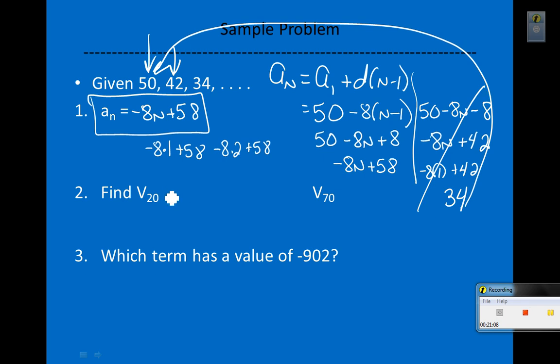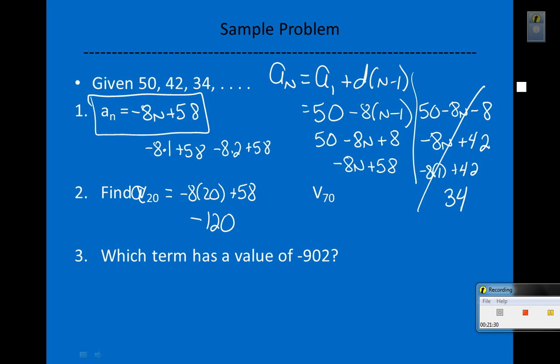Now to find the value of the 20th term, and technically that should be an a, I'm going to have negative 8 times 20 plus 58. So I get negative 102. Hey, a while ago I said you can't have a negative. I can if it's the number, but I can't for the term number. Notice that these are going down. If I keep doing that, guys, I've got to hit some negative numbers, so that's okay. To find the value of the 70th term, negative 8 times 70 plus 58 is going to be negative 502.